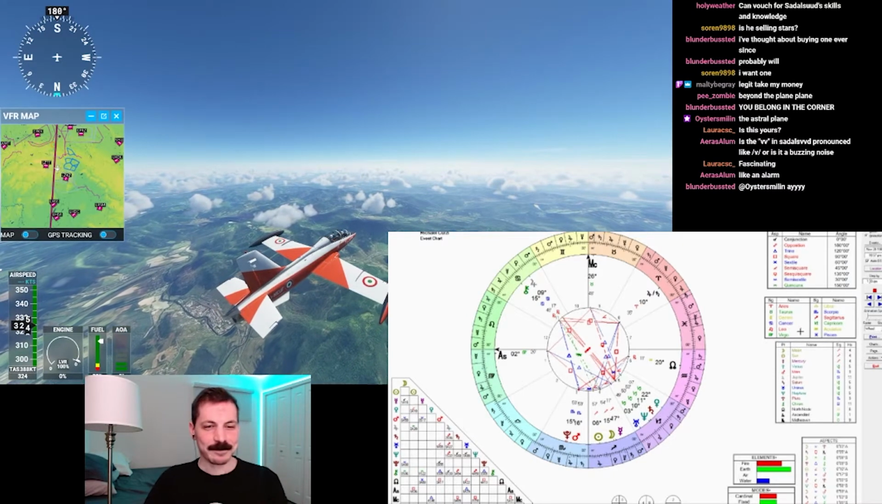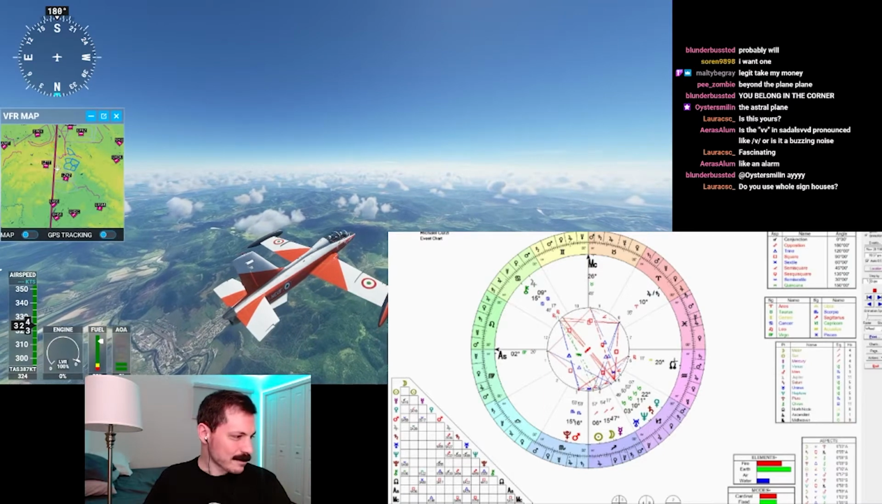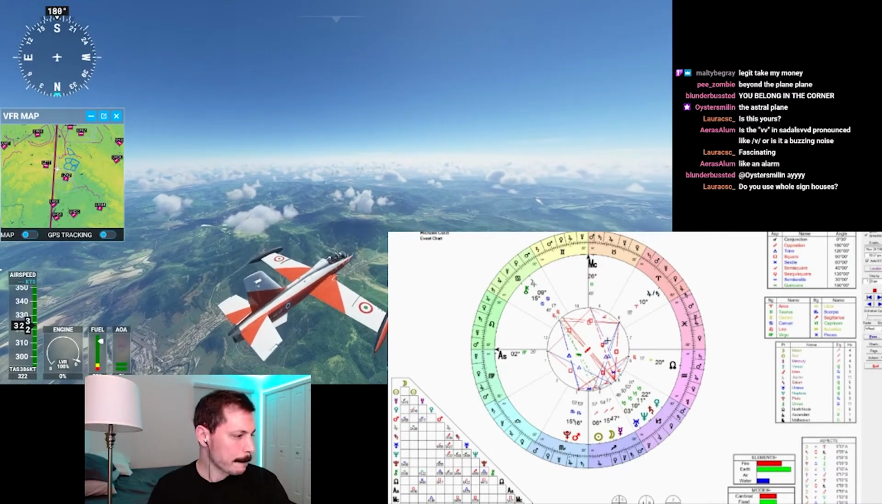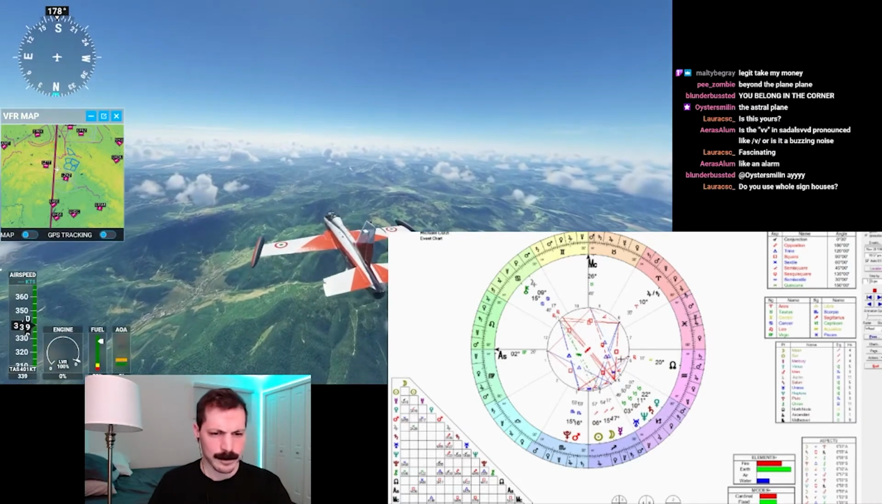Awesome. Okay, yeah. So I'm actually going to show a couple different things. I'm going to start here, and then I'm going to show y'all something else real quick just to demonstrate. So this is Michael Kersey's natal chart. This is what the sky looks like at the time of his birth.